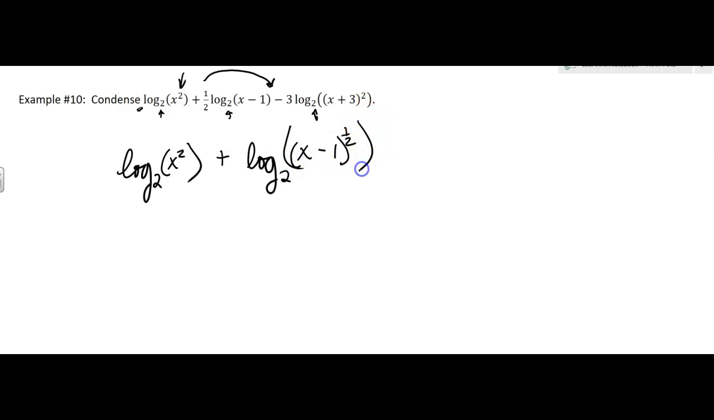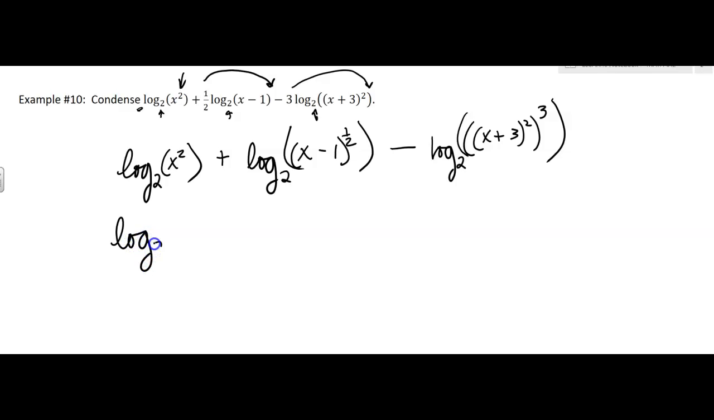Now, we'll deal with that in a minute. Then we're going to have, I'm going to leave it minus, and then the 3 is going to come up. So it's going to be log base 2 of x plus 3 squared, but then that's cubed. I'll put in more parentheses. There we go. All right, that looks a little funny, doesn't it? Okay, but that's okay.